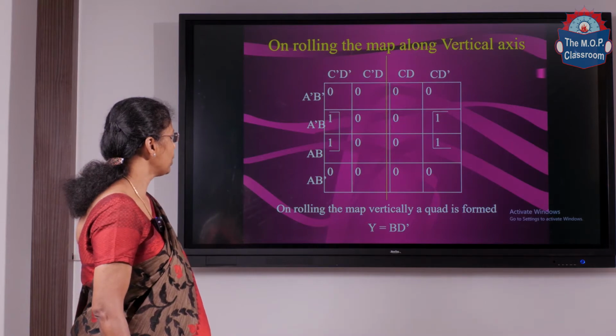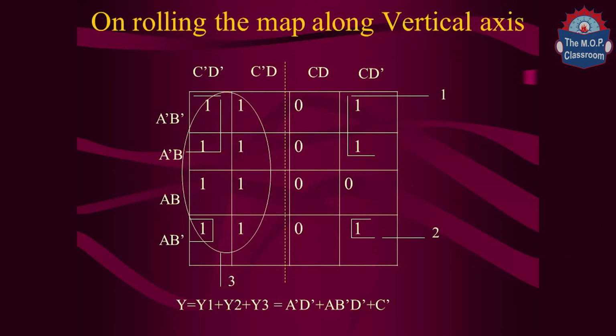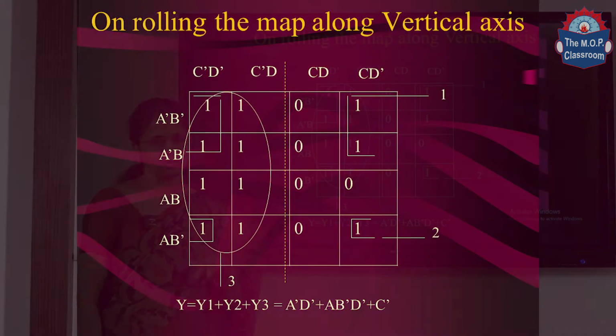So, we will see one more example. In this example, we can form an octet with ones in both the columns, column 1 and column 2. Apart from that, I have ones in column 1 and column 4. If I do not roll the map, I can form a pair and 2 isolated ones. So, I will be left with 1 octet, 1 pair and 2 isolated ones.